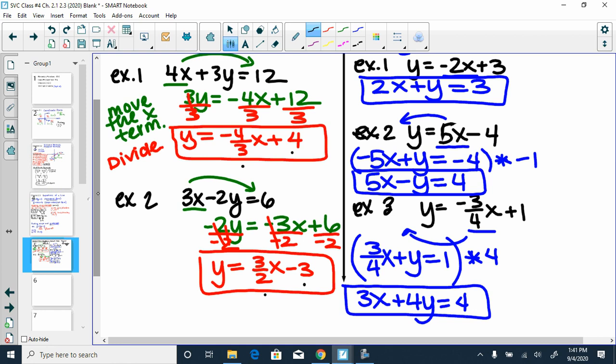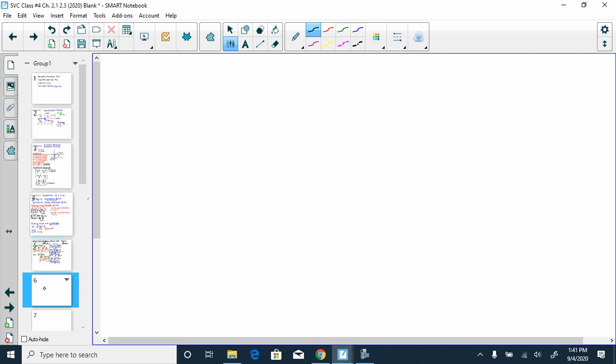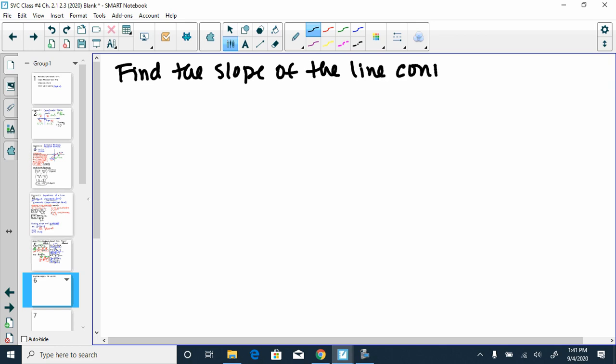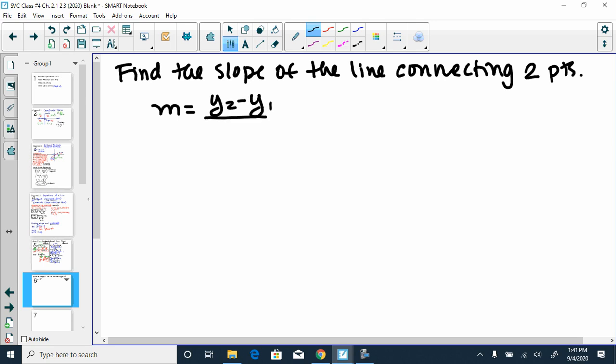Okay, so the next thing in the chapter that you'll have to be able to do is find the slope between 2 points, or find the slope of the line connecting 2 points. And there is a formula for this, guys, the slope formula. It is y2 minus y1 all over x2 minus x1. You might know slope as rise over run, and that's why the y is on top, because the y-axis does rise. Okay, so technically it is rise over run.